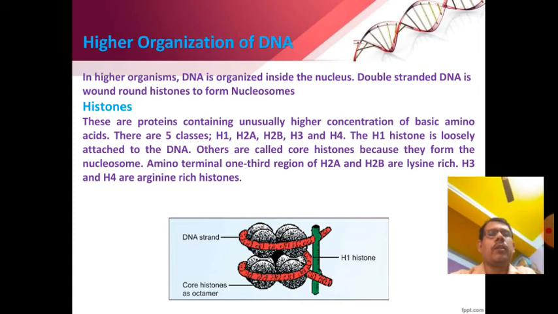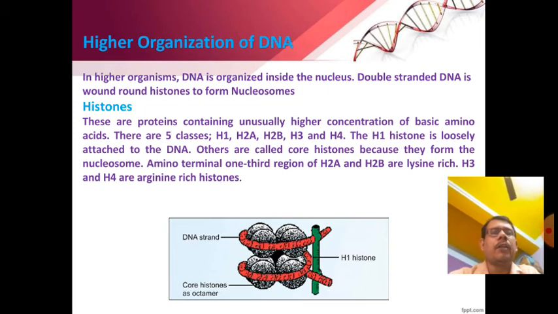And what is histone? It is a basic protein which binds with DNA molecules, and these proteins usually contain a higher concentration of basic amino acids. There are five classes of histone protein: H1, H2A, H2B, H3 and H4. H1 histone is loosely attached to the DNA, and the others are called core histones because they form the nucleosome.